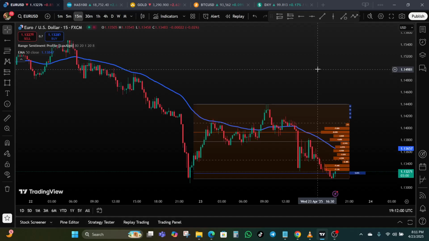Basically this strategy can be used across forex pairs, crypto charts, and even commodities during consolidation phases. That's the LuxAlgo range sentiment profile indicator trading strategy. It's built for clarity, precision, and adaptability in ranging markets.